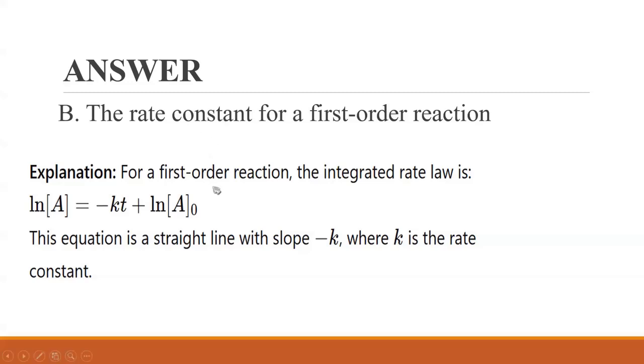So the explanation is that for a first order reaction, the integrated rate law is natural logarithm of concentration of A is equal to negative kt plus the natural logarithm of the concentration of A at t, or time, equal to 0. This equation is a straight line with a slope negative k, where k is the rate constant.